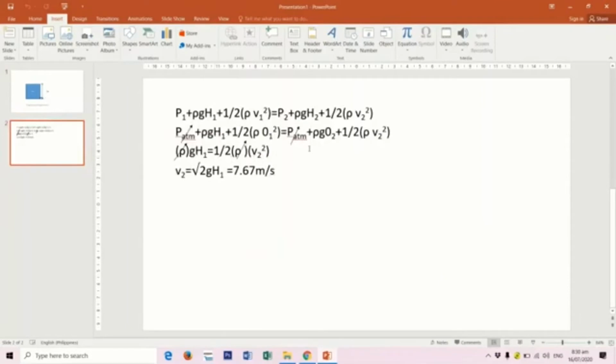Then pressure 1 and pressure 2 should be cancelled, and here it should be 0. Also here it should be 0. So what remains here is rho g h1 equals 1 half rho v2 squared.